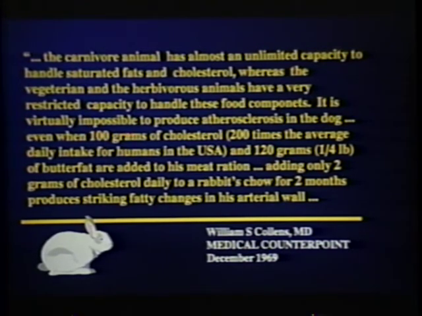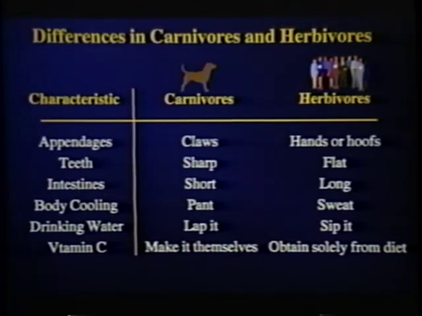Even when 100 grams of cholesterol, now that's 200 times the average daily intake of humans in the USA, plus 120 grams of butterfat are added to its meat ration. Adding only 2 grams of cholesterol daily to a rabbit's chow for 2 months produces striking fatty changes in its arterial wall. So are we more like the rabbit or more like the dog? Let's examine that a little closer.